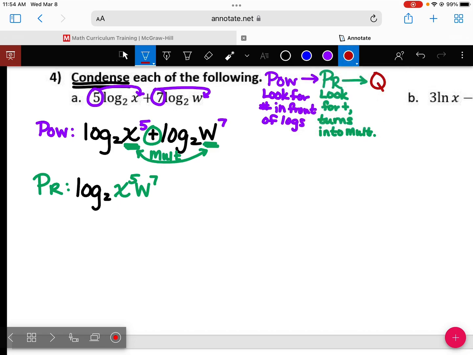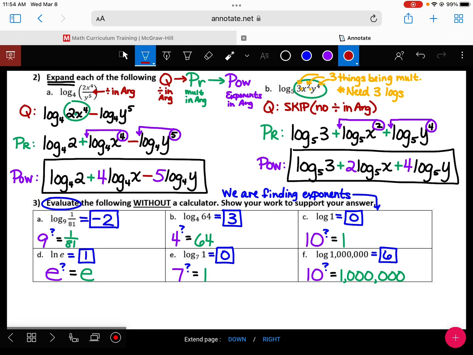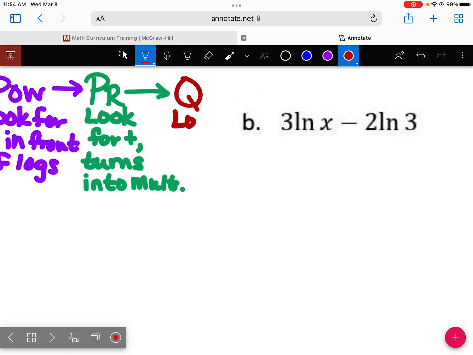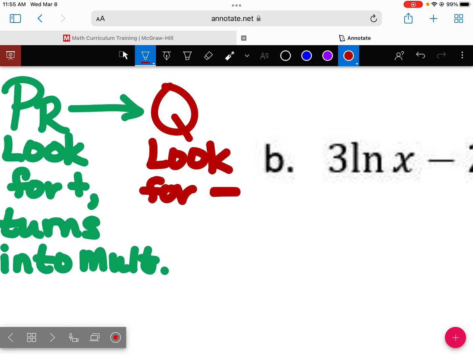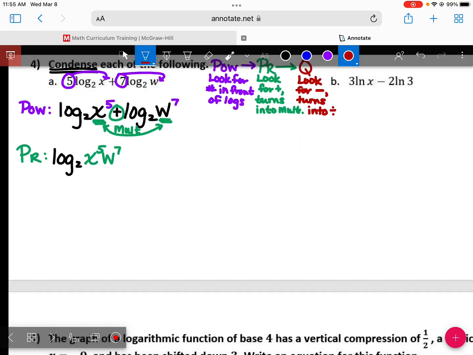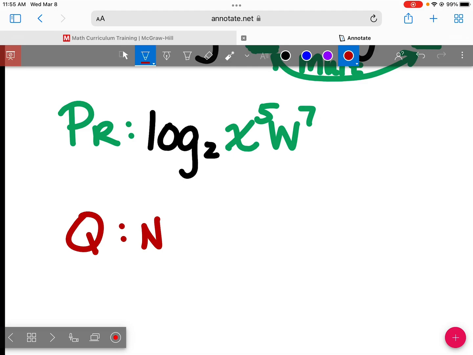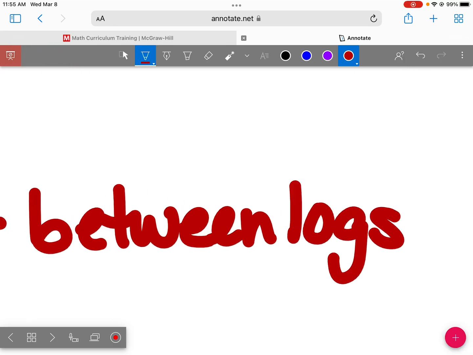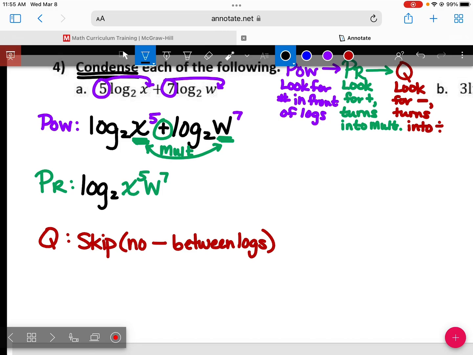The only one we haven't talked about yet is what? Quotient. When we were expanding for quotient, we looked for division, and it turned into what? Subtraction. Now I want to go backwards, so what am I looking for? Subtraction, and it will turn into division. Look for subtraction, turns into division. You are right. There is no subtraction here. So we are going to skip this. No subtraction between logs. So what does my fully condensed expression look like? Yep, this guy right here is fully condensed.